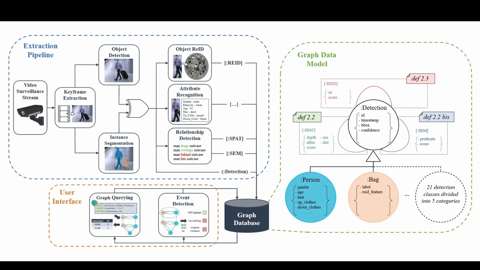Our graph data model is a labeled property graph. Each keyframe produces a spatial semantic layer. Detections and their attributes are stored in nodes and their respective properties. Spatial and semantic relationships then map the interaction between detections within graph layers. And finally, re-identification relationships enable the identification of all instances of the same detection between layers and their temporal connection.